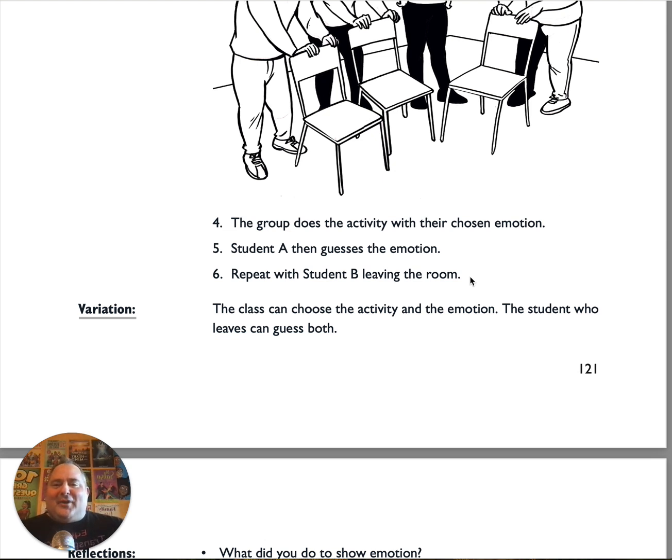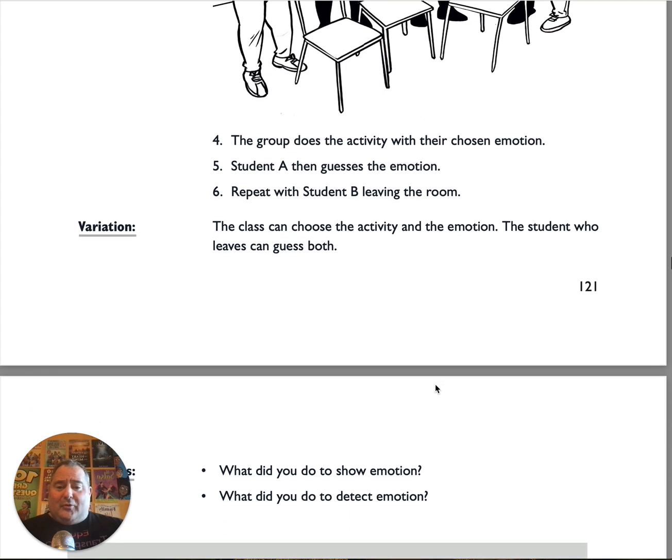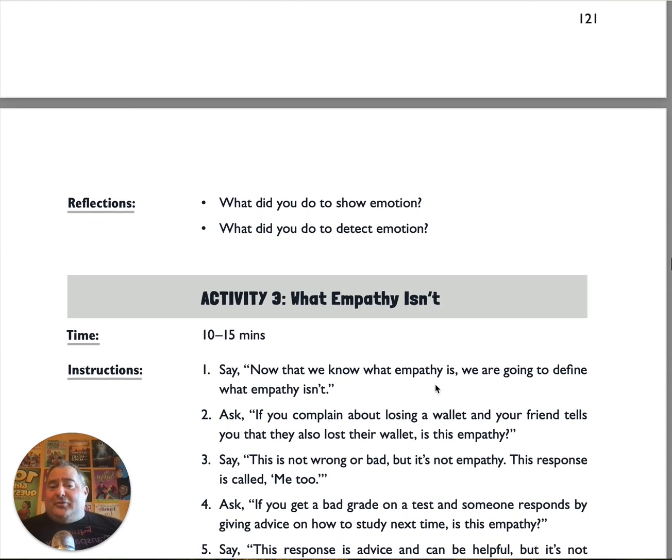And there you have students connecting to empathy already. You're guessing what someone else is feeling based on what they're physically doing. Okay, variation. The class can also choose the activity and the emotion. Doesn't matter. The student who leads can guess both what they're doing. Reflection: what did you do to show emotion, and what did you do to detect emotion? Your first bit of empathy.